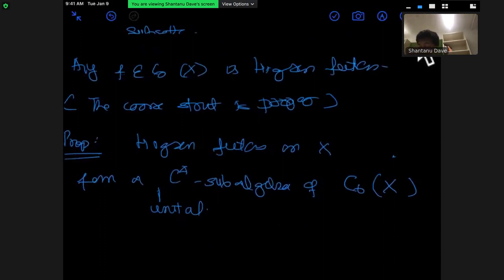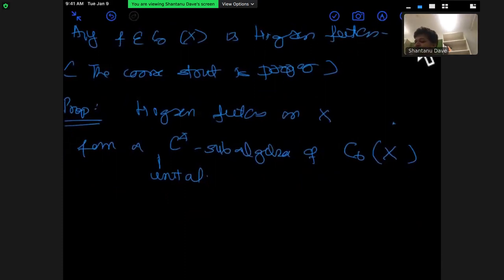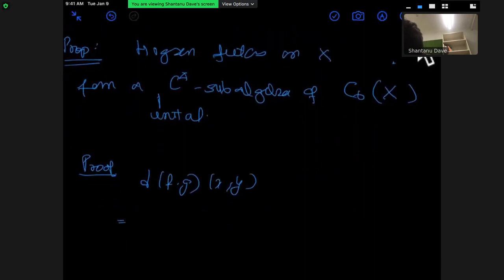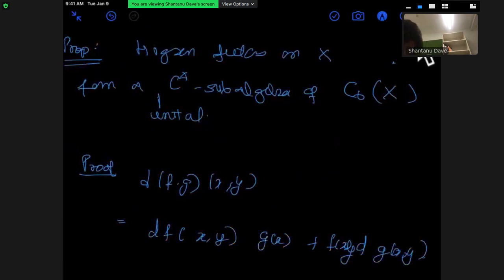Sometimes I'm making trivial remarks, but this is just to keep you from worrying about trivial things. If you add, the differentials get added. Multiply, differentials don't get multiplied, but there is a chain rule. So the proof is basically that there is a chain rule: d of f times g at x, y is basically what you would expect, df(x,y) times g(x) plus f(y) times dg(x,y). Simple as that.